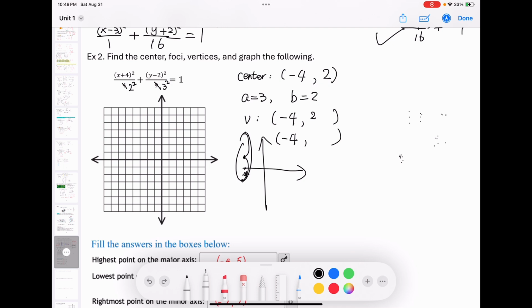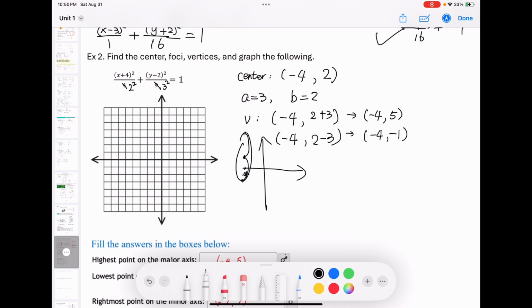Okay, so 2 plus a. Remember that a, b, c, they are all positive. That's plus 3. And then 2 minus 3, because I need to go down 3 units. So how about the co-vertices? Oh, I didn't simplify this. So let's simplify the points. It is -4, comma 5. And then -4, comma -1.